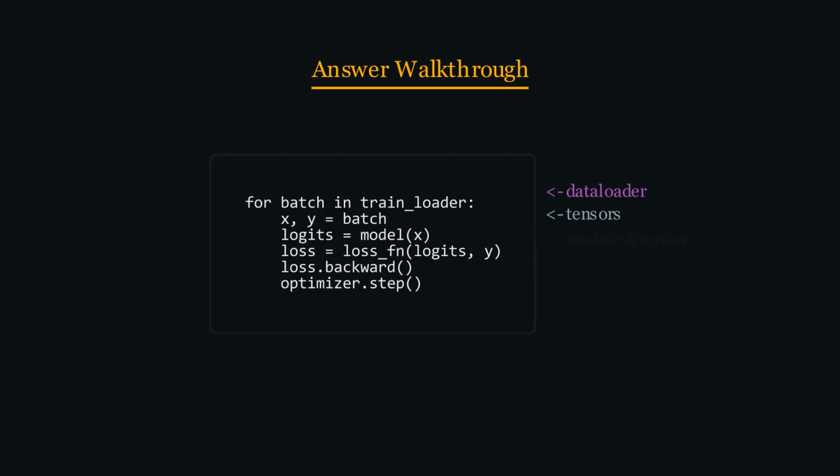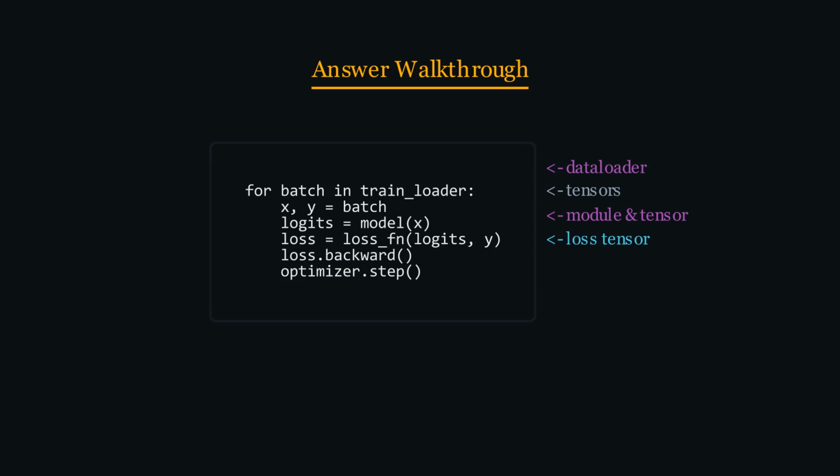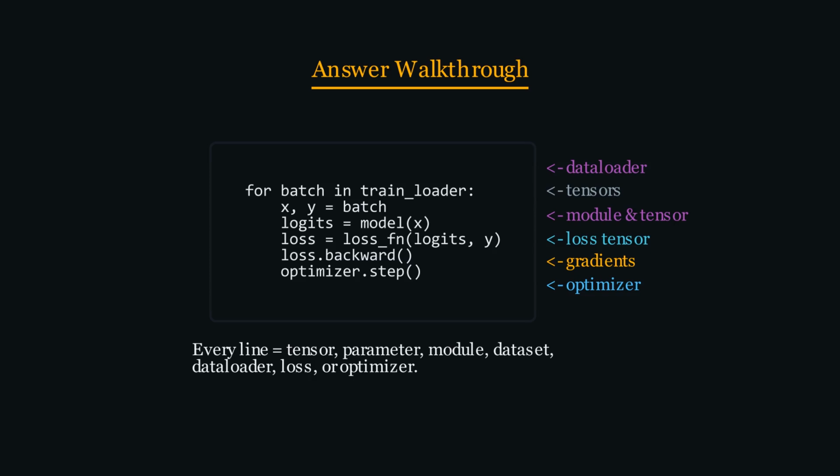The third line calls model, a module, and produces logits, another ordinary tensor. The fourth line calls loss function to compute loss, a single tensor holding 1 number. The fifth line, loss.backward, tells PyTorch how each parameter contributed to that error. And the sixth line, optimizer.step, updates every trainable parameter using that information. Every line in this loop is one of the objects we just named.